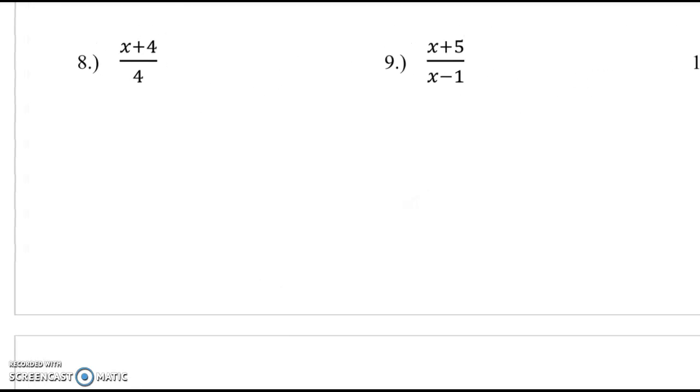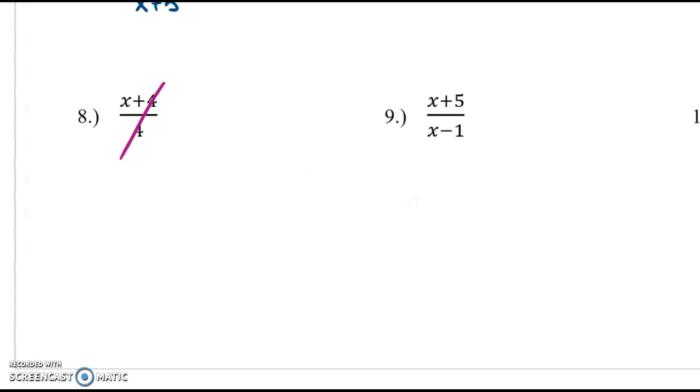Looking at the next one. So you can't cancel the 4s. We've already talked about how we can't cancel the 4s. There's nothing to factor. So this is actually our answer. Okay, we can't simplify that any further. And it's the same thing with this one with the 9s.